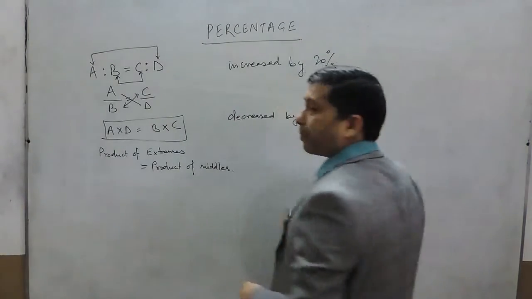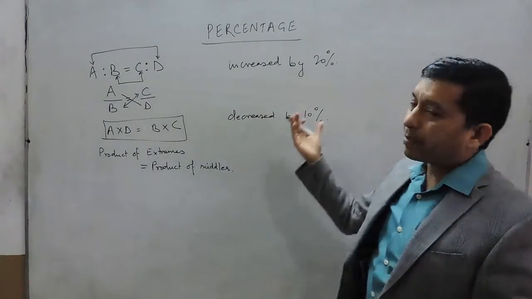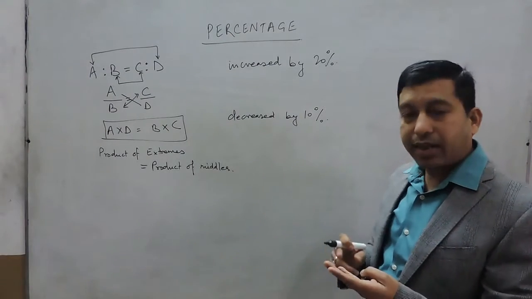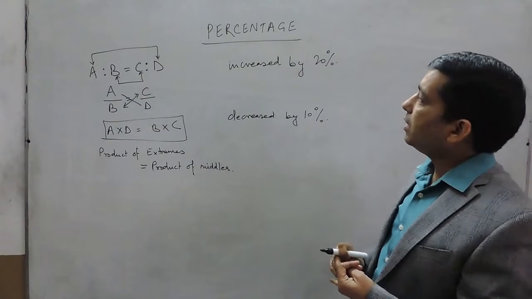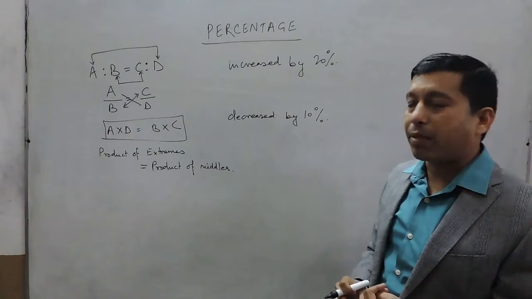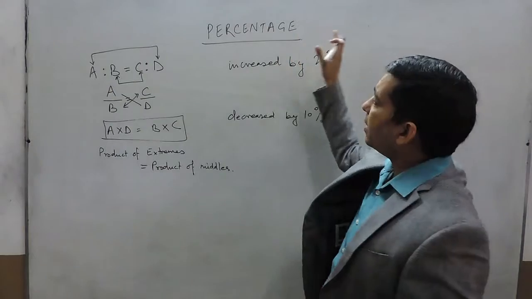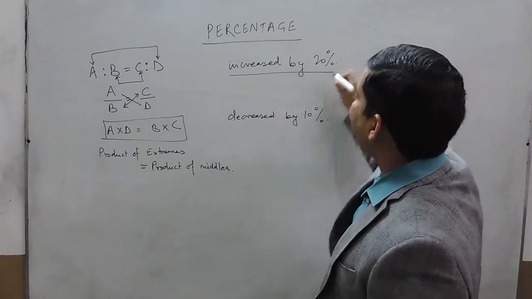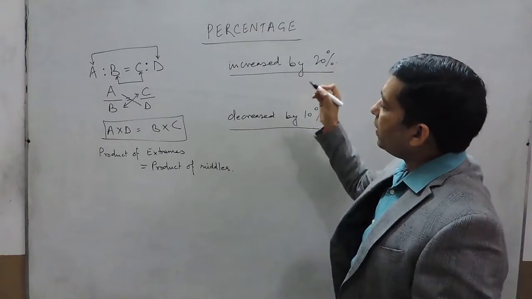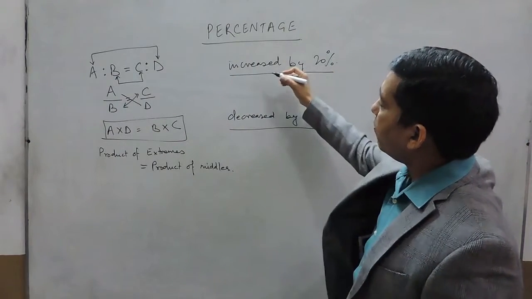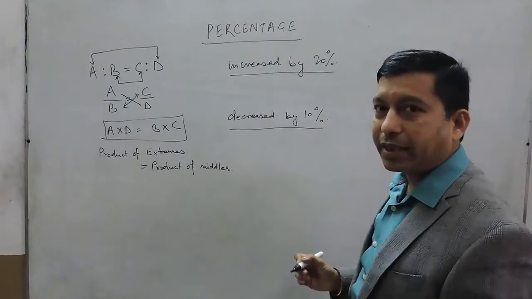Now when we look at the percentage chapter, there are various chapters which are associated with this, like profit and loss, like shares and debentures, like the chapters simple interest and compound interest. Everywhere the phrase of increased by and decreased by is given. Now, first of all, we are understanding the meaning of the phrase increased by 20%.